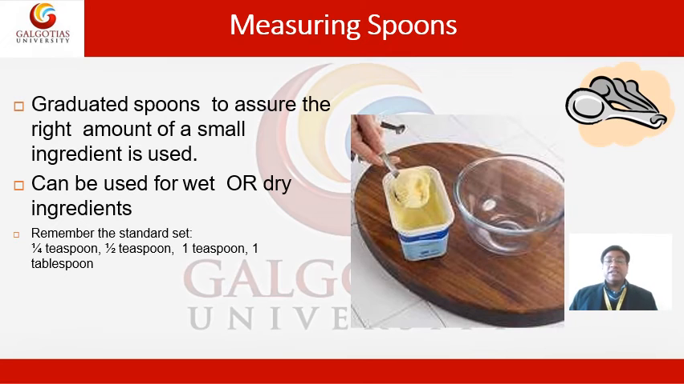Then we have measuring spoons. Similar to the measuring cups, we have measuring spoons. Again, very useful especially in bakery products, where each and every ingredient has to be measured as per the recipe to get the desired results. This bakery spoon is very important.